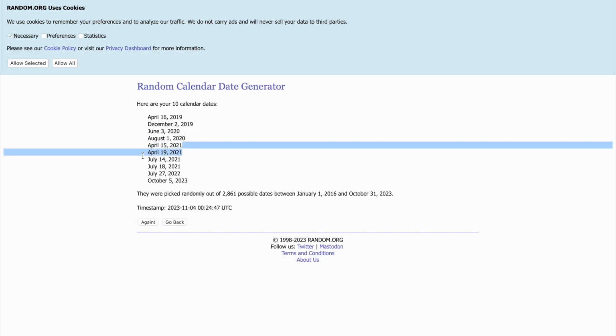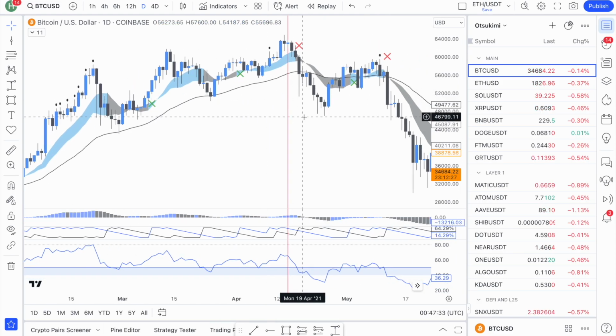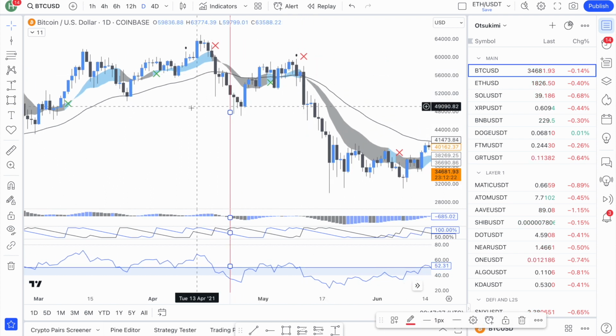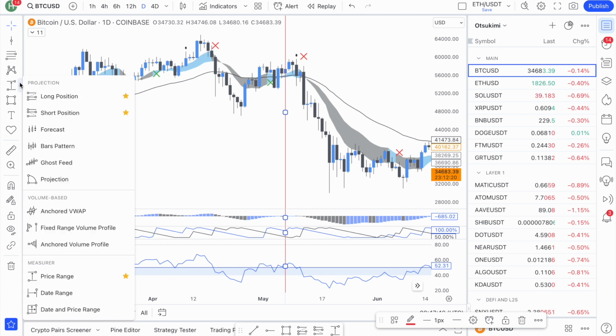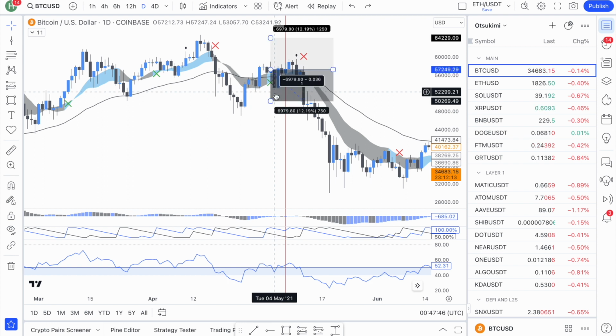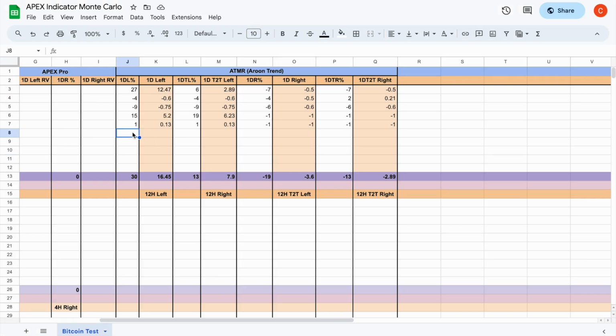Sorry, I kind of hesitated a little bit. So April 19th, 2021 is the next one, and that's basically what we got here. So what we're going to do is these two trades instead. And work with that. So, long position, we know that that's going to get stopped out. And so that'll be minus one, minus 3%. So minus 3% with a minus one.